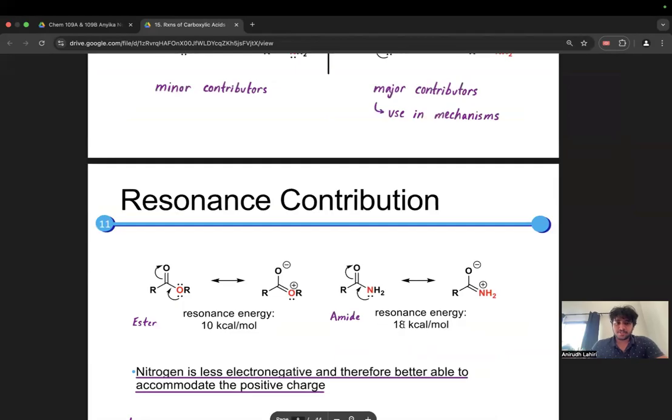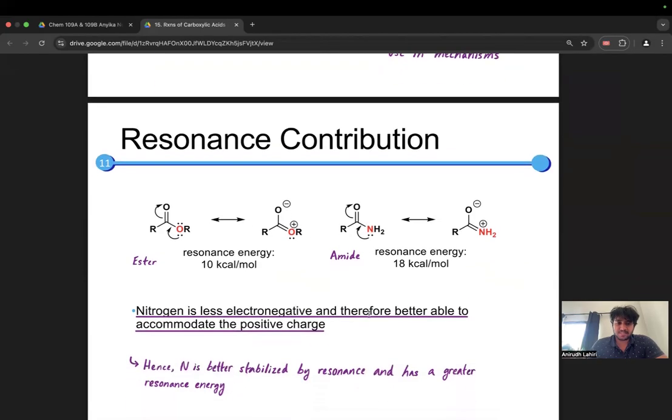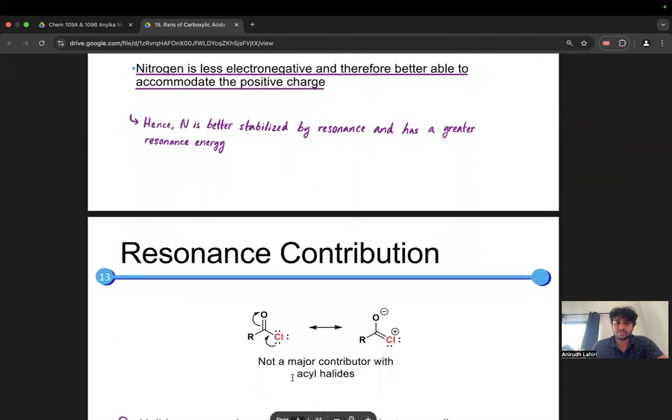Amides have higher resonance energy. Resonance energy is the energy of going back and forth between these structures. A higher resonance energy basically means a more stable structure, and a more stable structure is less reactive. This is the case because nitrogen is less electronegative and is therefore better able to accommodate the positive charge. It's better stabilized by resonance and has a greater resonance energy.